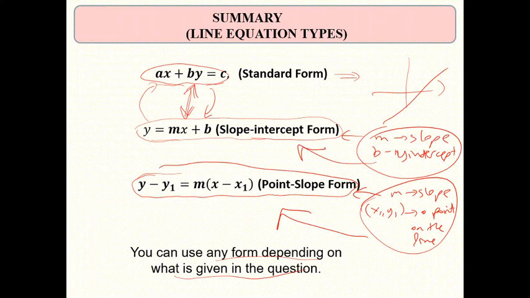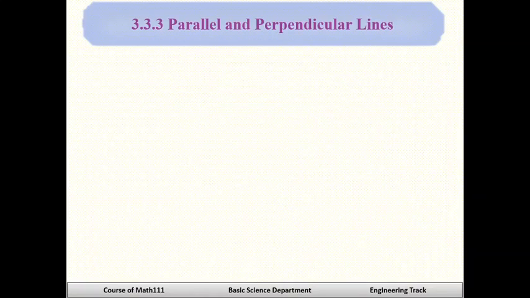I mean, sometimes we give the equation this way, and we ask you what is m and b. Depending on the question type and what is given, you will see what is given, what is wanted. You will check. But this was just a summary of what we learned so far. Now, we will see two cases, two situations between the lines. We see parallel lines and perpendicular lines.